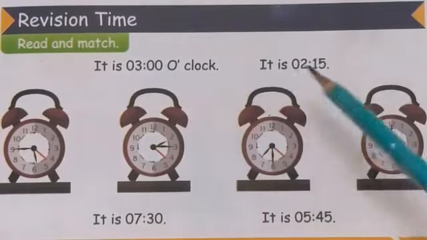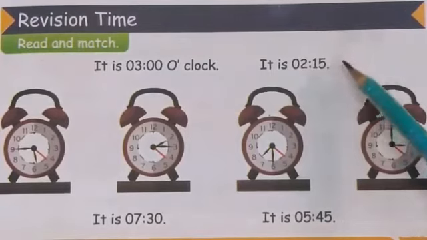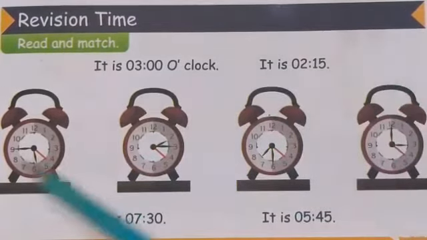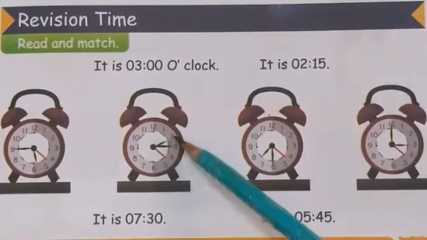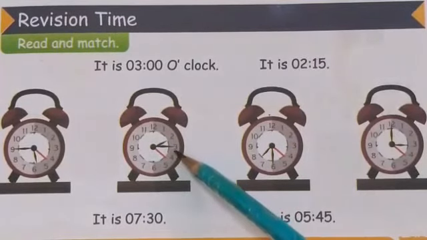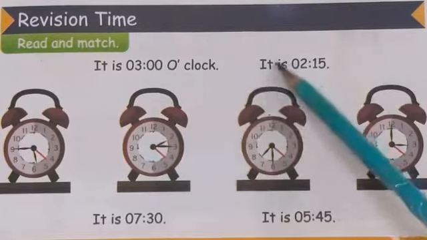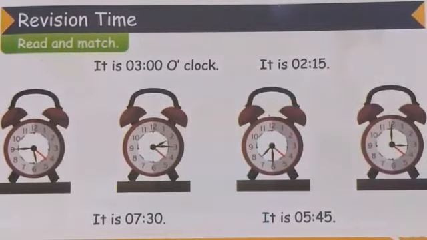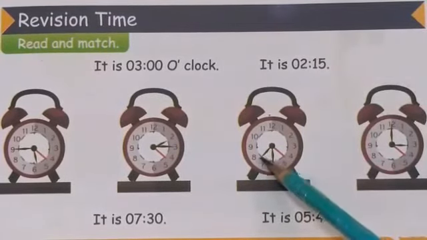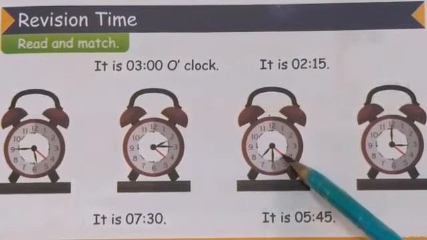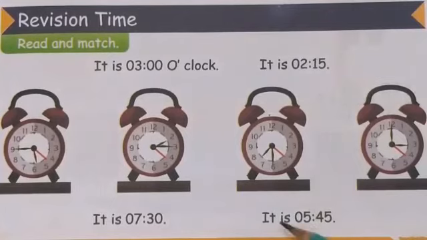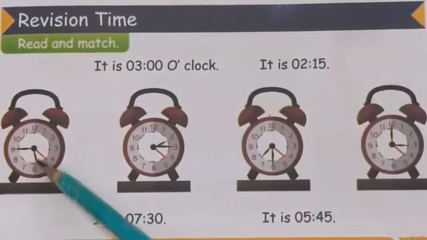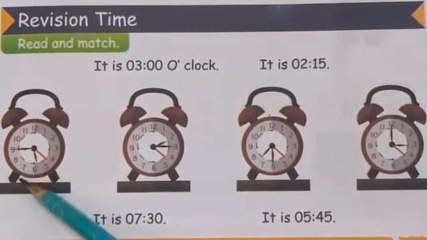Now look at the next one. It is 2:15. Yes, here we have the small hand on 2 and the big hand on 3. So it is 2:15. Now look at the next one. It is 7:30. Yes, here we have the small hand near 7 and the big hand on 6. Now look at the last one. It is 5:45. Yes, only one is left, so we are going to match it with this.